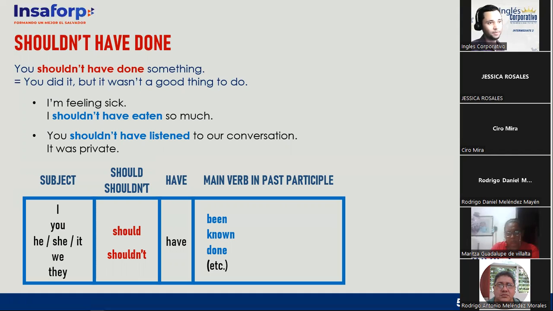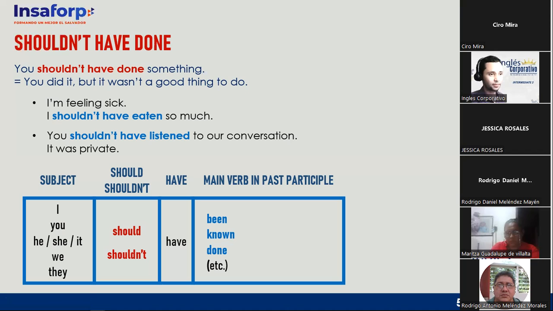La regamos ahí. Eso estuvo mal. No debía haberlo hecho. Ahí está. I shouldn't have done it. Okay? So, you have an example. Who can help me read this? Please, a volunteer. I'm feeling sick. Who wants to read the first example? Please. Ciro.